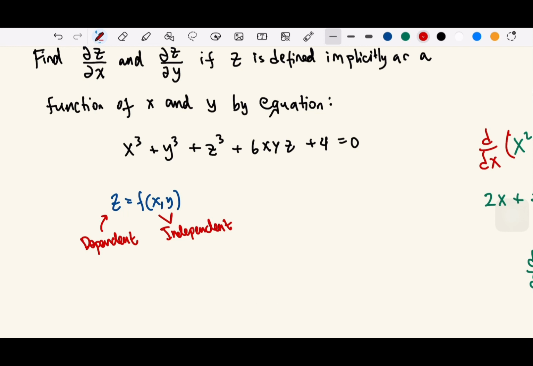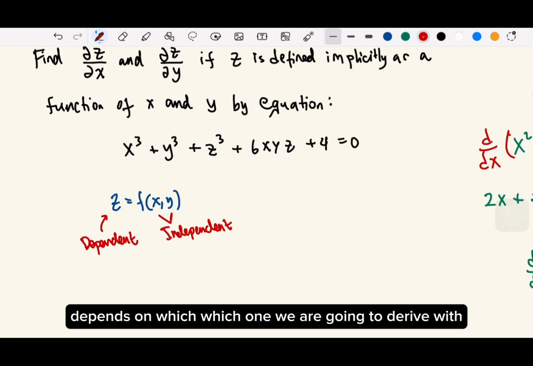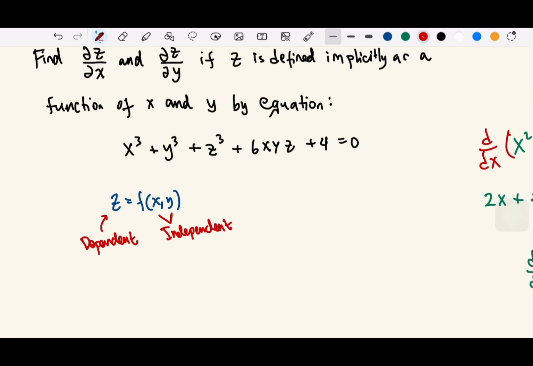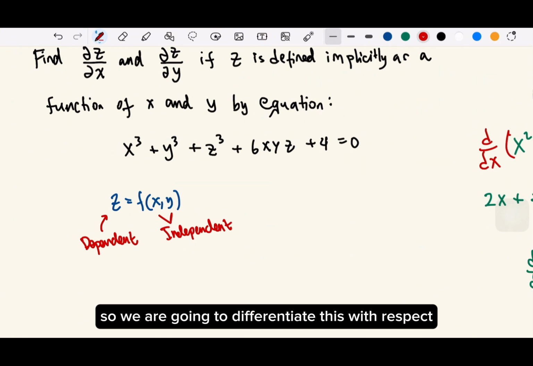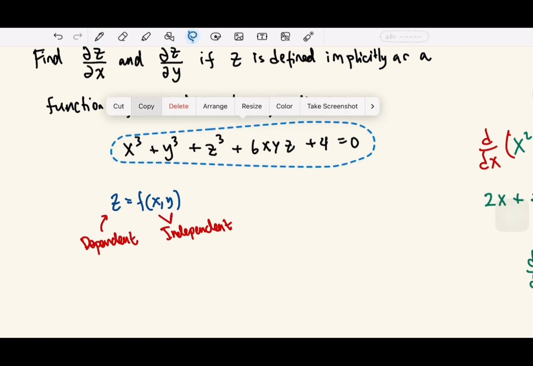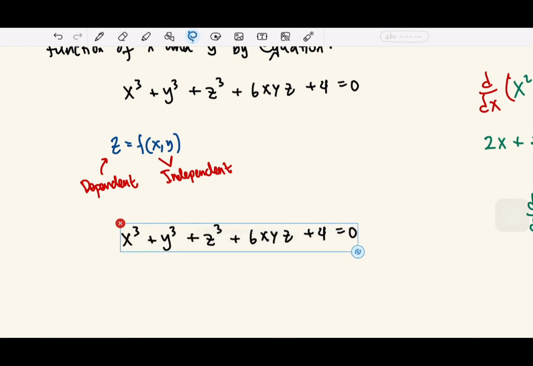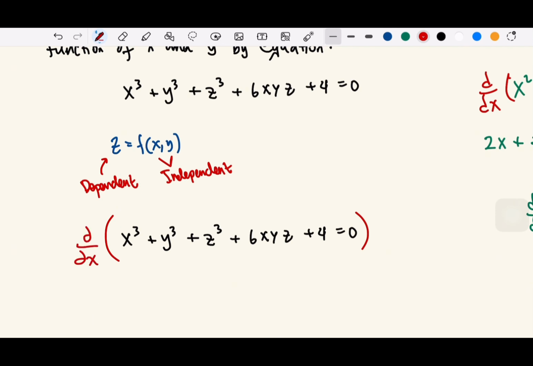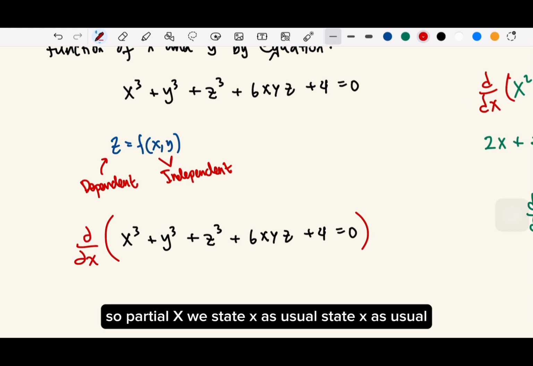It depends on which one we are going to differentiate with. It can be partial x or partial y. For example, we start from partial x. So we are going to differentiate this with respect to x. Let me copy this and write a new one. So let's say we start from the partial x. For partial x, we treat x as usual.